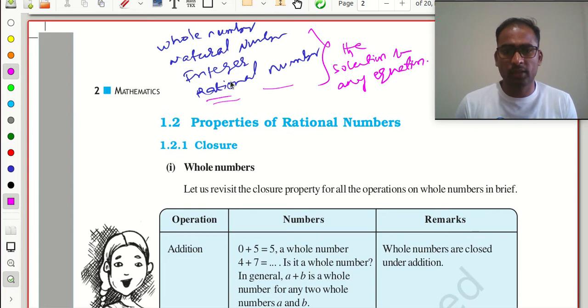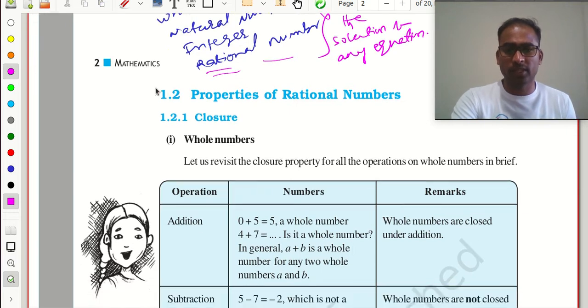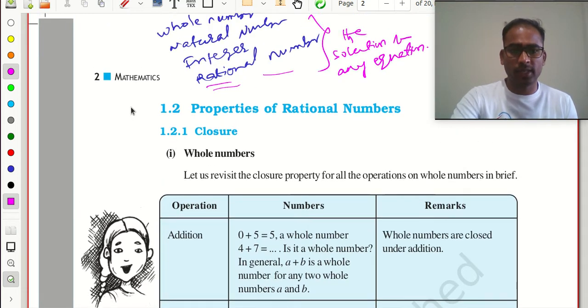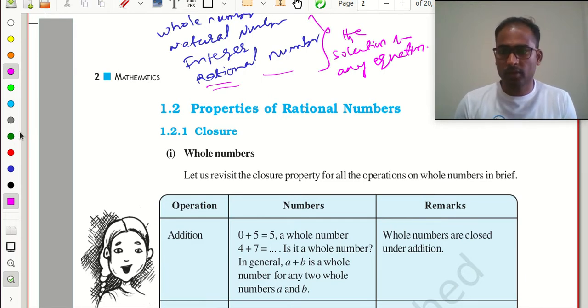Now we will learn the properties of rational numbers. Before learning the properties of rational numbers, we already learned the properties of natural numbers, whole numbers and integers in our previous classes. Is it right? Yes, sir, we learned. So what properties have we learned?